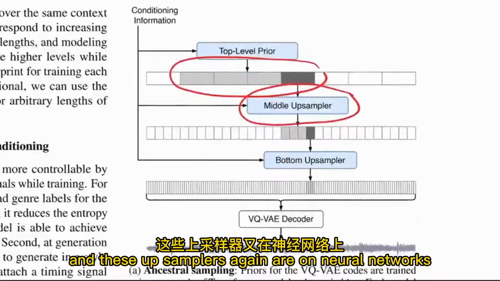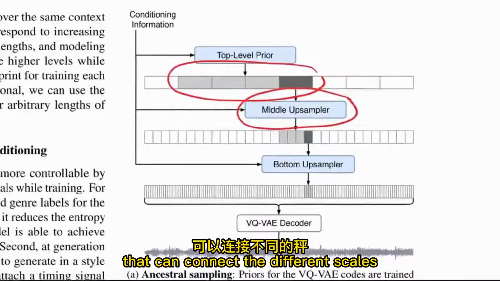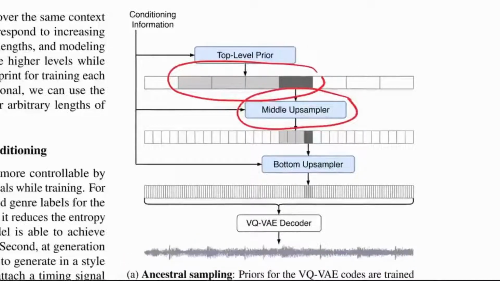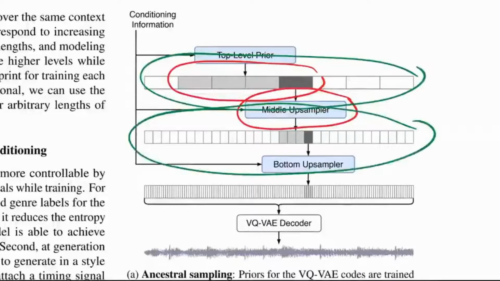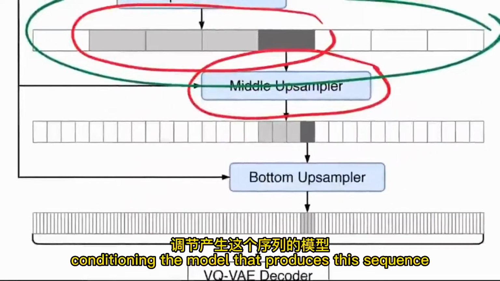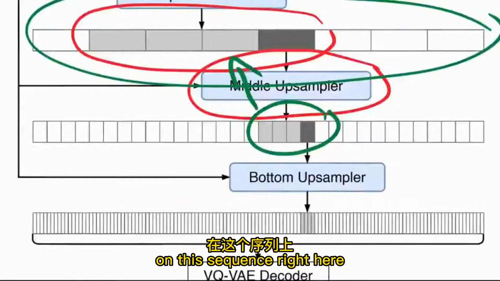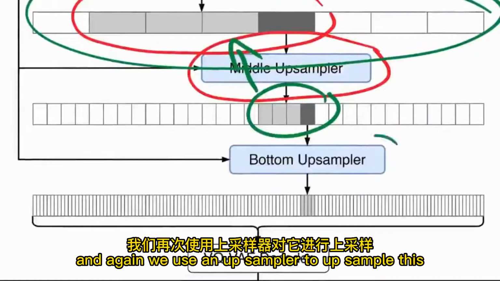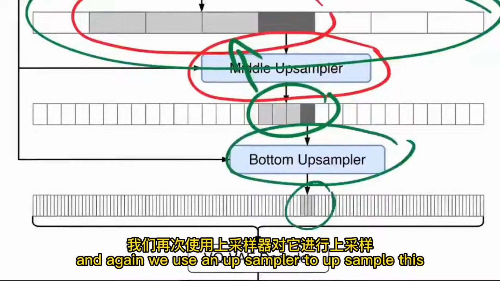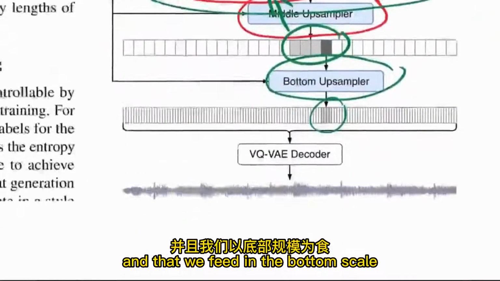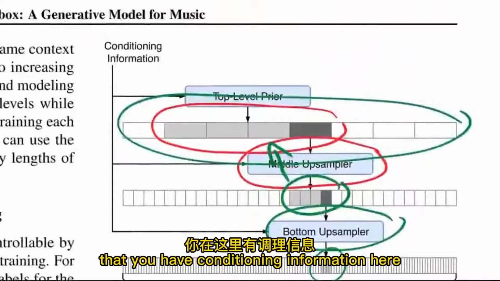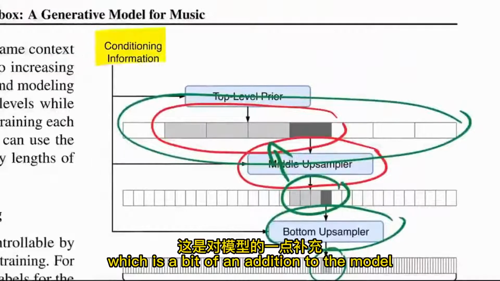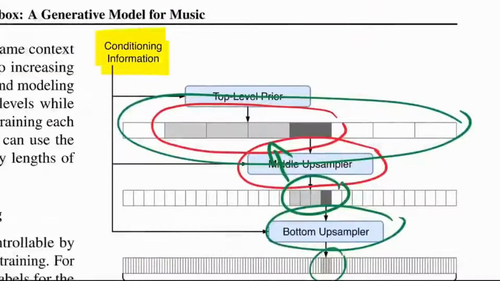And these upsamplers, again, are neural networks that can connect the different scales with each other, right? So you can connect this to this. It's basically like conditioning the model that produces this sequence on this sequence right here. And again, we use an upsampler to upsample this to the finest scale. And that we feed in the bottom scale, and then we get our music.